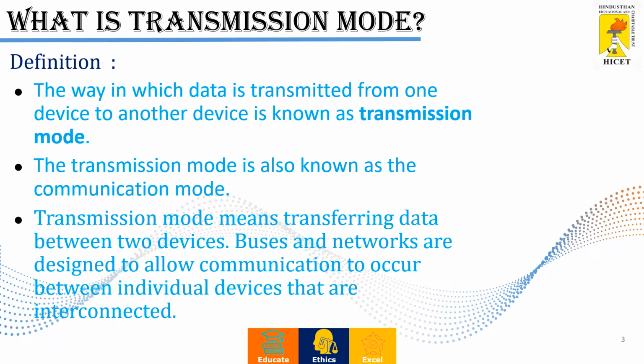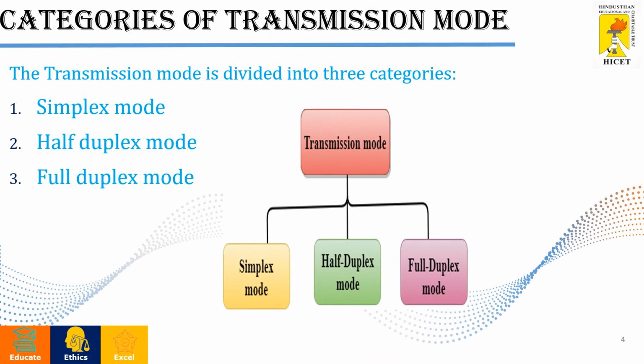So let us see the categories of transmission modes. There are three categories in transmission modes. They are simplex mode, half duplex mode, and full duplex mode. So let us see the simplex mode.